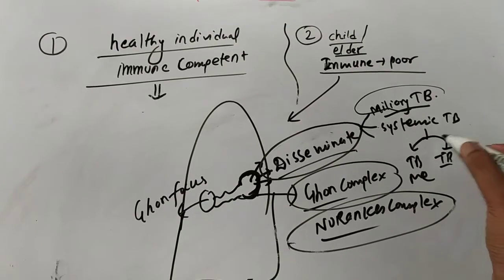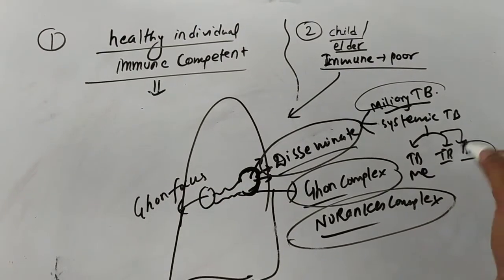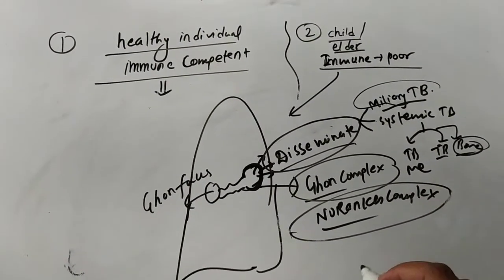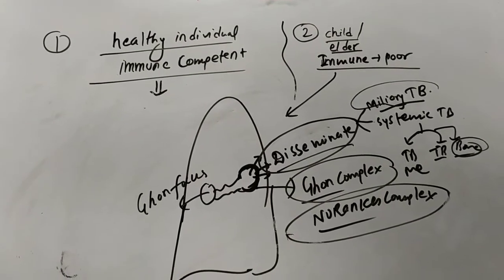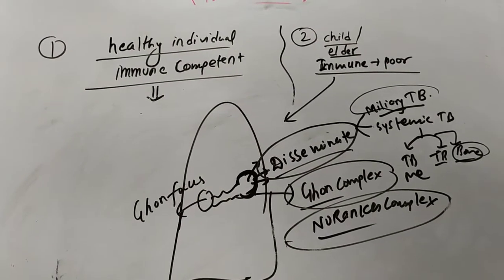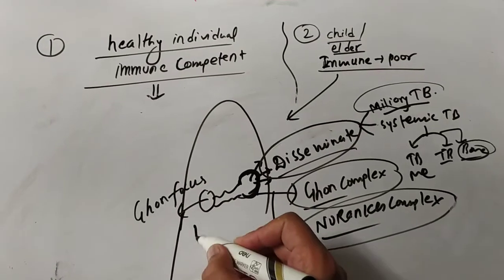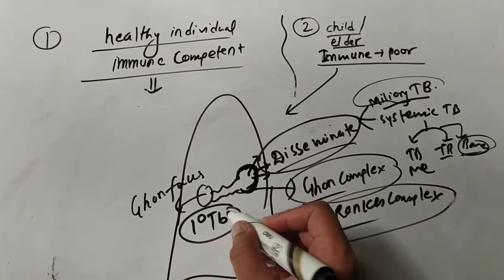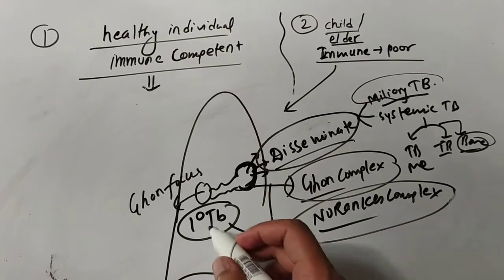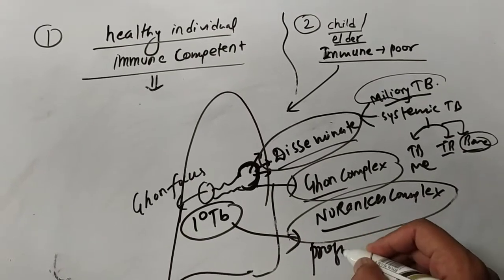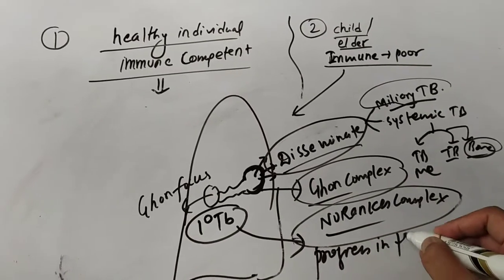Either there will be bone, or there can be the TB of the CNS or the liver or the kidney, or there can be the TB of the skin. So any part of the body can be affected. So we saw that the primary TB starts to progress in this patient.